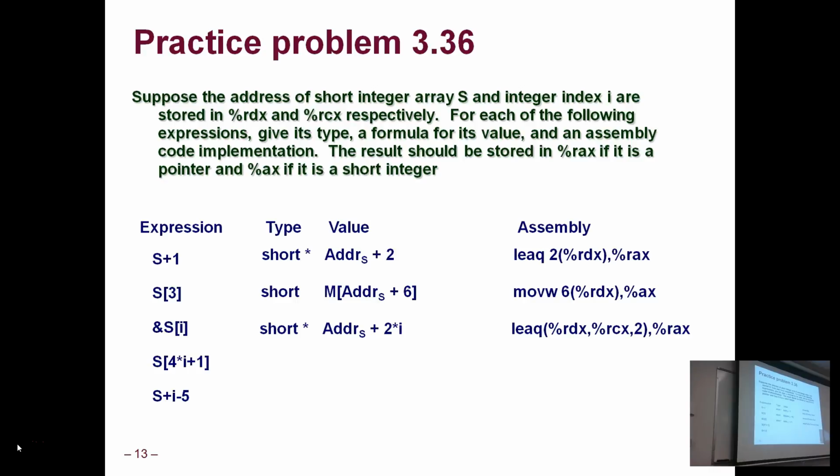All right, the next one is S of 4 times I plus 1. This is a short, and you go to the memory address of S plus 2 times that, which is 8 times I plus 2. And so this is a movw. Here's your 2, and then RDX is the base, and then the scale is 8 times I. And then that moves into AX.